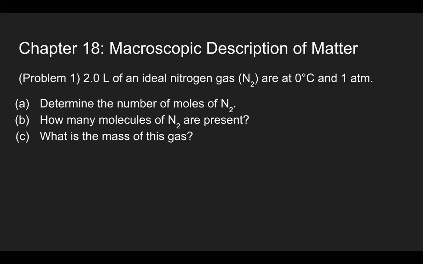2 liters of an ideal nitrogen gas are at 0 degrees Celsius and 1 atmosphere. It's a 3-part question. Determine the number of moles of nitrogen gas, how many molecules of nitrogen gas are present, and what is the mass of this gas?